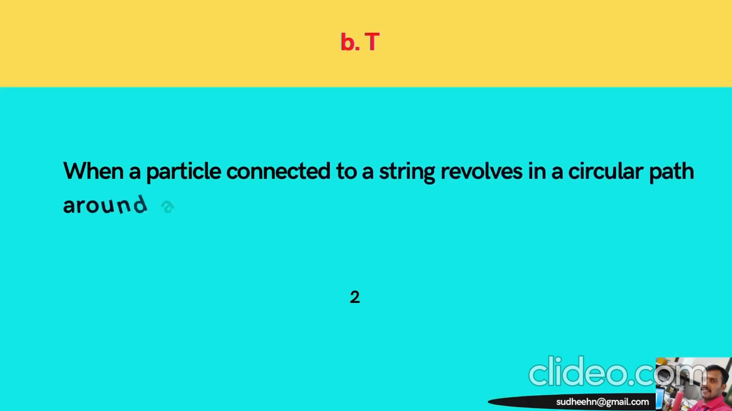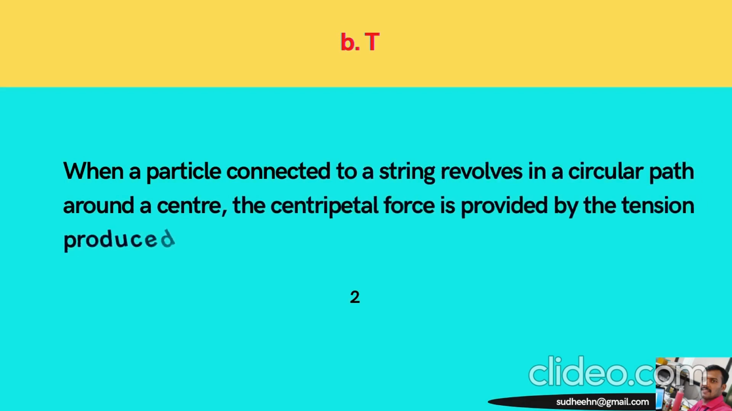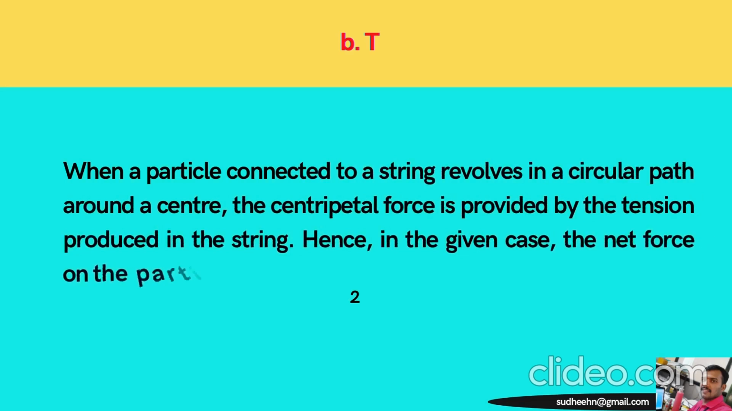Because when a particle connected to a string revolves in a circular path around a center, the centripetal force is provided by the tension produced in the string. Hence, in the given case, the net force on the particle is tension T. T is equal to mv square divided by L.